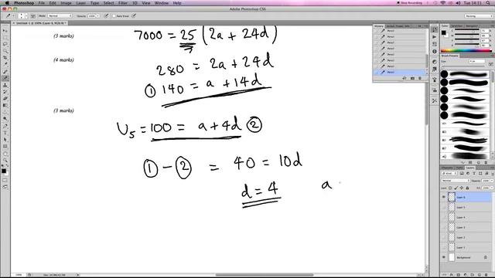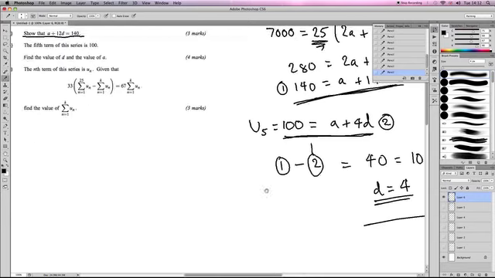Substitute that back in. A is going to be, let's see, 4 times 4 is 16, so 100 minus 16 is 84. There it is, 84, and that's it. I can double check it by substituting into that equation right here. So 84 plus 14 times 4 gives me 140, so I'm positive that this is correct.